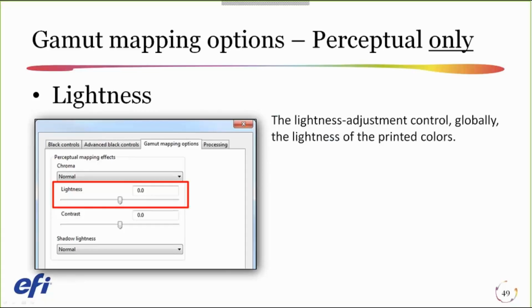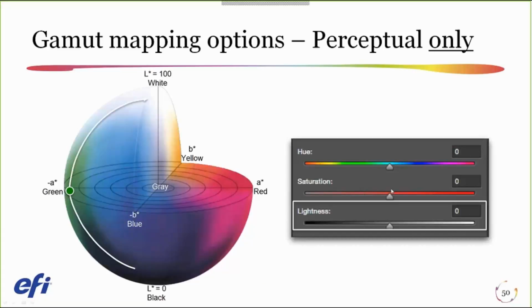Next is lightness. So this is globally affecting the lightness. Here, plus or minus, I could move the lightness slider in Photoshop to the right or left, making colors lighter, moving them up towards the top of color space, or darker. No difference here. I can make overall lighter or darker.